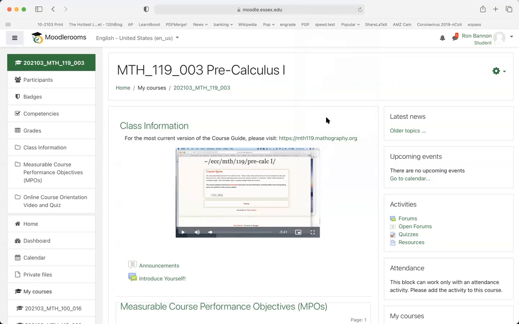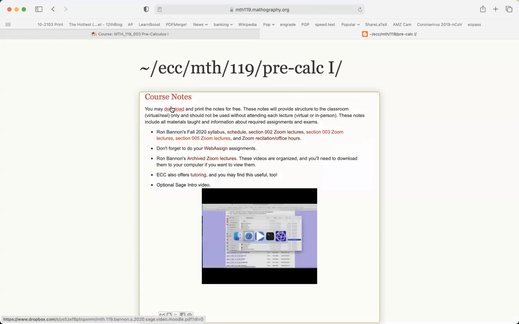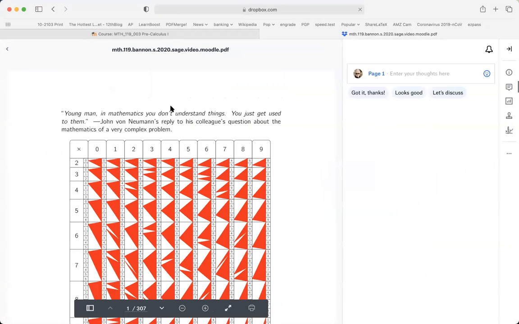Okay, we're back at the Moodle Rooms webpage. Again, my hope is at this point that you've clicked the link and downloaded the notes. Now, whether you keep them on the web or you download them, let me just go through that with you. If you want to download them over here, download the notes. You can download them. All right. So I've already downloaded them to my computer.